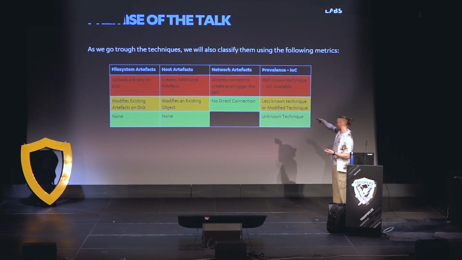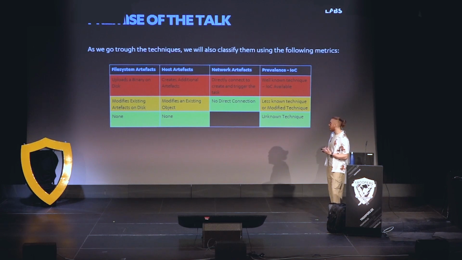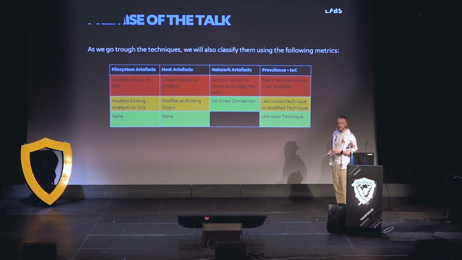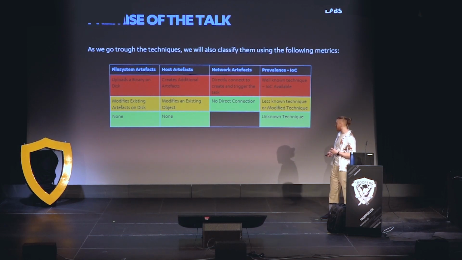Network artifact, again, pretty simple. It simply means that you have to connect directly to a system to either trigger the code execution or to gain command and control. The last one, I think it's the most interesting one. It's the prevalence / IOCs. It simply means, is this technique well known, and whether whatever you do during the technique has signatures that you can create detection on.